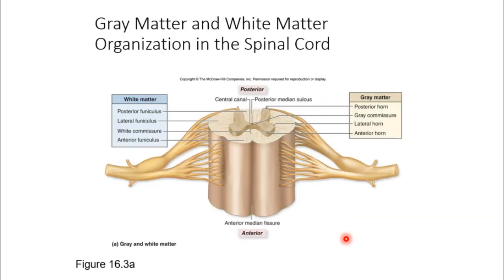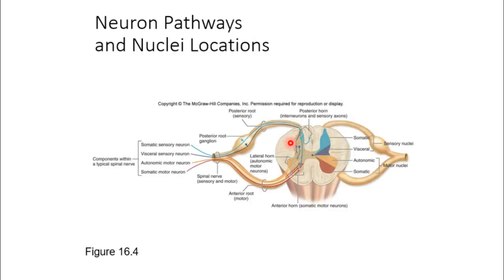Why is this important? When we learn our pathways, which is part of next week, each of these funiculi is going to have a corresponding sensory or motor pathway. Each of these gray horns is going to have a corresponding sensory or motor function. And the general rule is going to be this stuff's going to be sensory and this stuff's going to be motor, although that's not going to be perfect. It's going to be 75%.